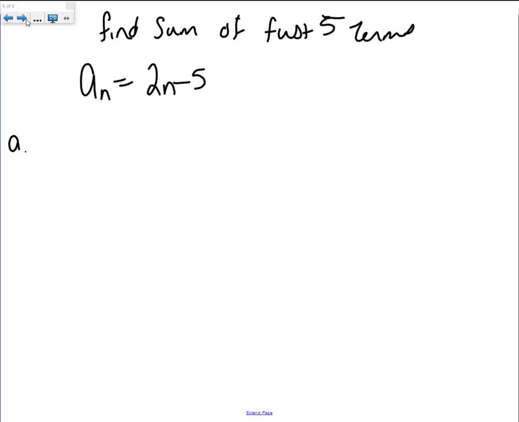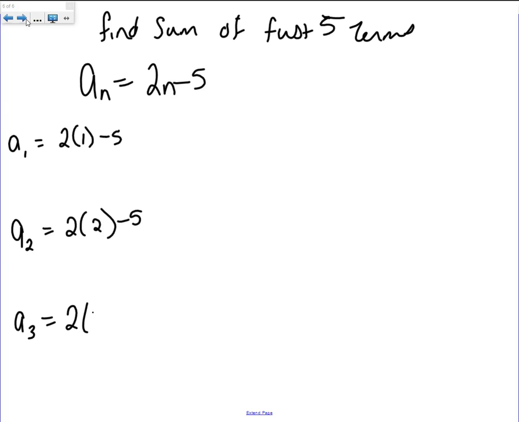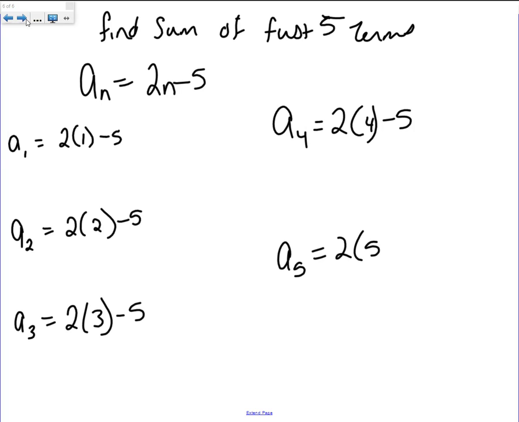So if I'm finding the first term, that means that I have 2 times 1 minus 5. And if I'm finding the second number, I have 2 times 2 minus 5. And the third number is a sub 3, which is 2 times 3 minus 5. A sub 4 is n is 4, so I have 2 times 4 minus 5, and a sub 5 is 2 times 5 minus 5. Now, those are just the equations that I solve, right? I found that because they gave this to me. They told me first 5 terms. That's why I did a sub 1, 2, 3, 4, and ended with 5 because that's the first 5 terms.